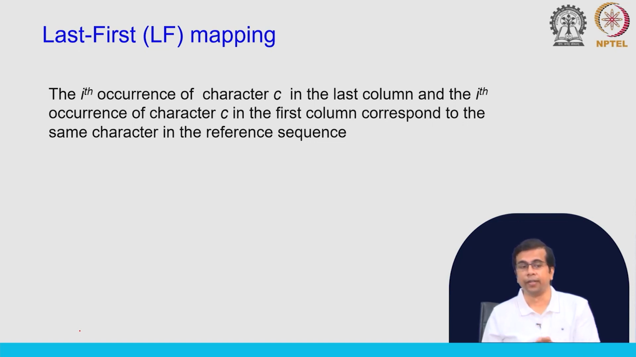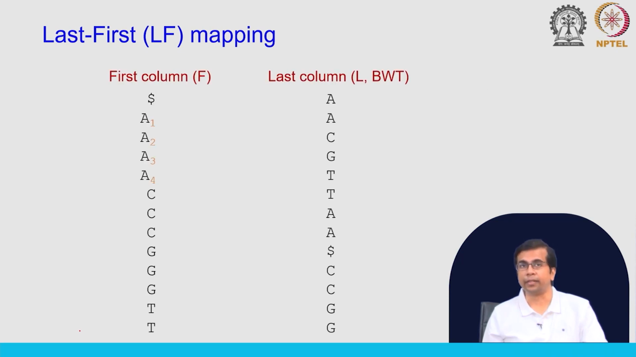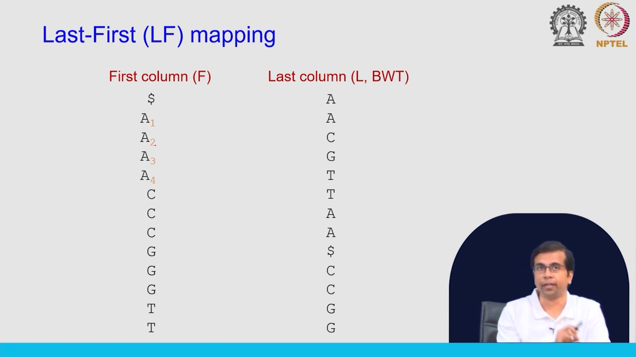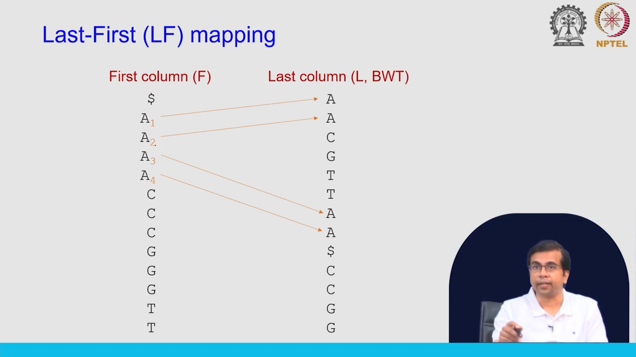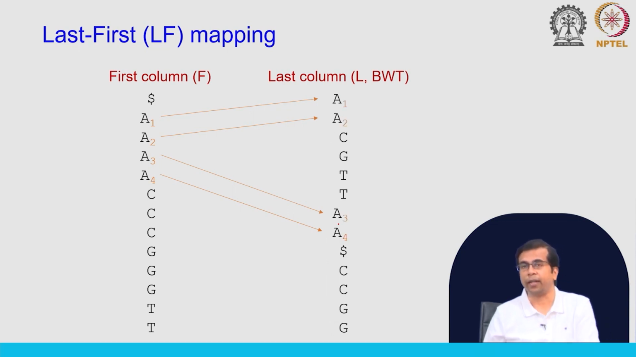Okay. So, what it means now is, if we number these A's in the first column as A1, A2, A3, A4, right, we are distinguishing these 4 A's by these subscripts. What it means is that these 4 A's actually correspond to these 4 A's here in the last column. So, this correspondence is shown by these red arrows. And if they are corresponding to the same base in the reference sequence, we can also number these A's as A1, A2, A3 and A4. Okay. So, this is what we mean by last first mapping.